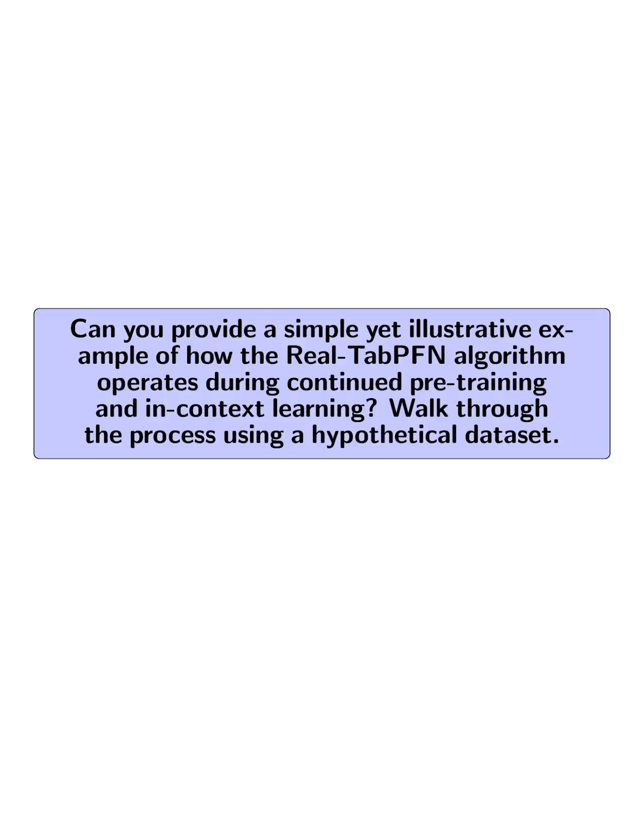Can you provide a simple yet illustrative example of how the Real-TabPFN algorithm operates during continued pre-training and in-context learning? Walk through the process using a hypothetical dataset.